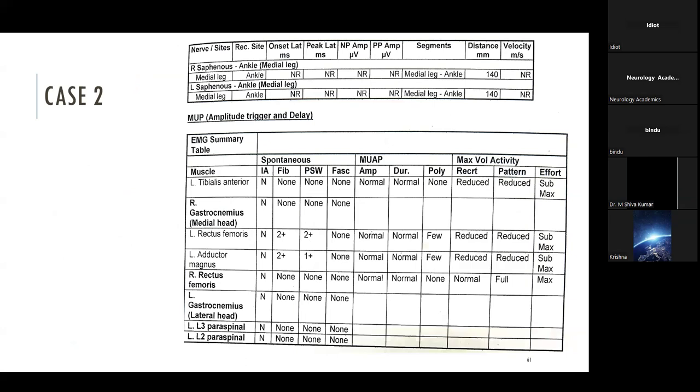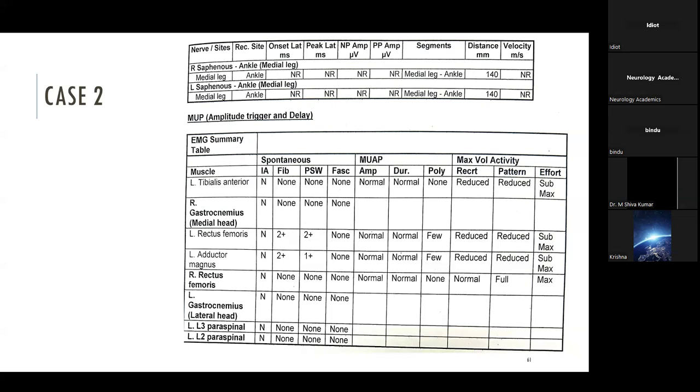So in EMG there is reinnervation in the left tibialis anterior, then active denervation as well as reinnervation in the left rectus femoris and adductor magnus. Paraspinals as well as gastrocnemius are normal bilaterally.